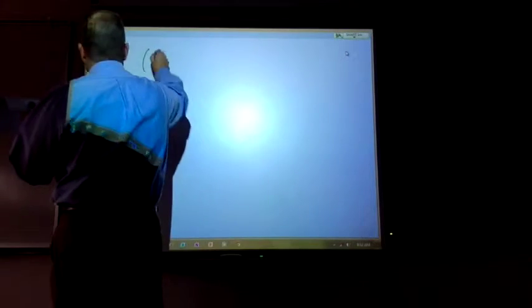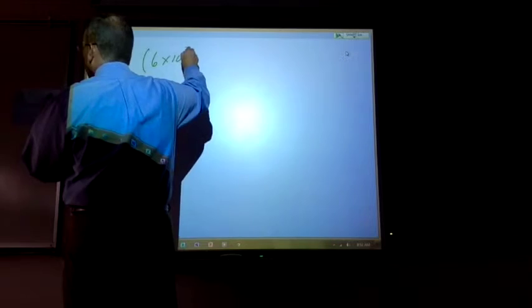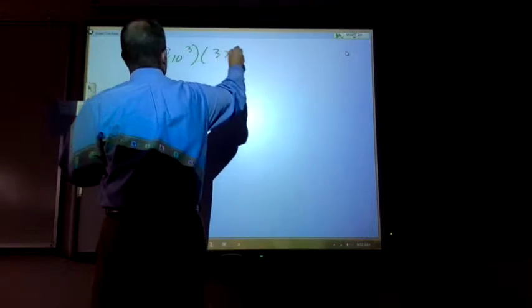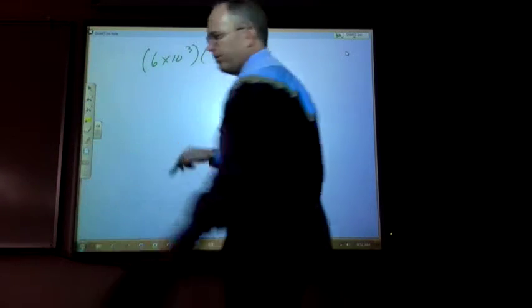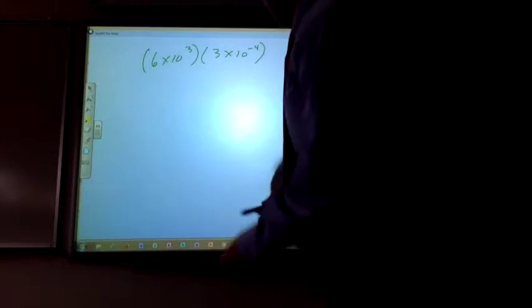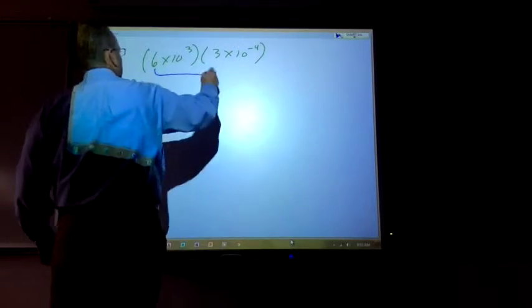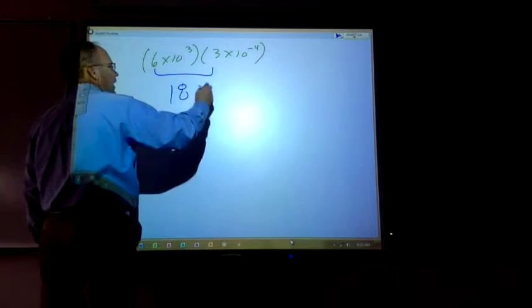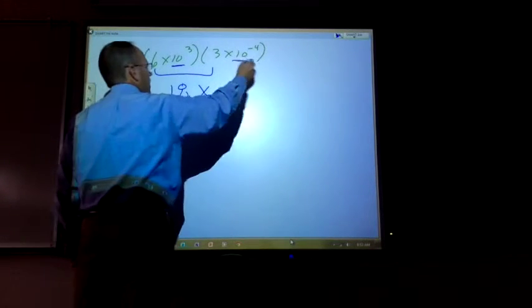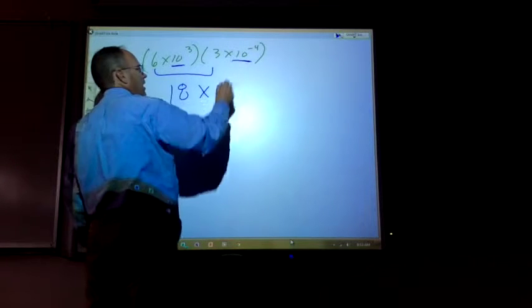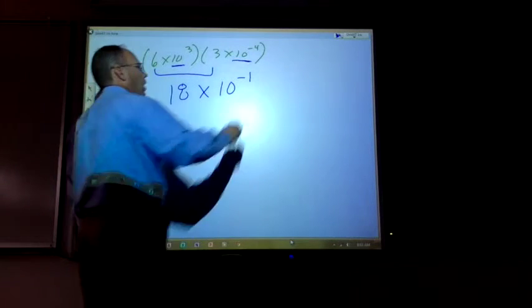Problem 14. You have 6 times 10 to the third, and then I have 3 times 10 to the negative fourth. Still with me? Okay, so I'm going to multiply 6 and 3 together, and that's going to give me 18. And then I have this and this. Like bases, I'm going to add the exponents. So that becomes 10 to the negative 1.